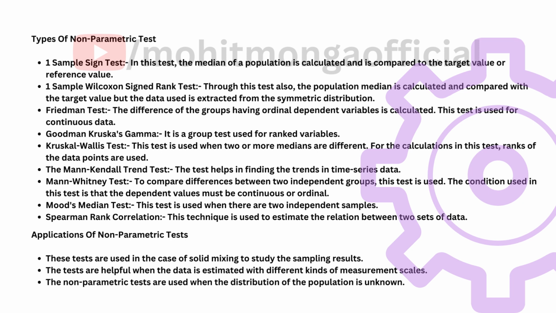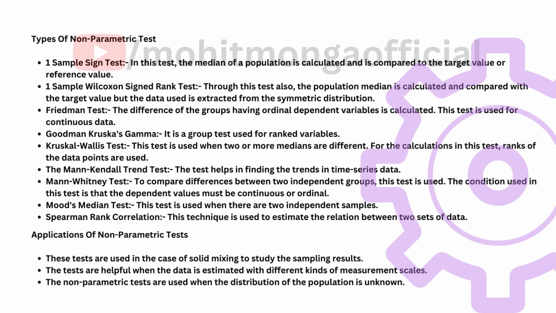Friedman test. The difference of the groups having ordinal dependent variables is calculated. This test is used for continuous data. Goodman-Kruskal's gamma. It is a group test used for ranked variables. Kruskal-Wallis test. This test is used when two or more medians are different. For the calculations in this test, ranks of the data points are used.